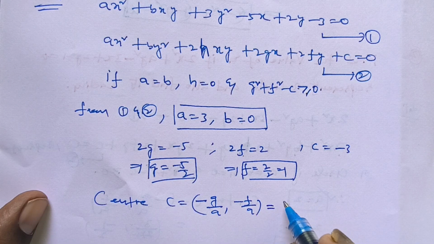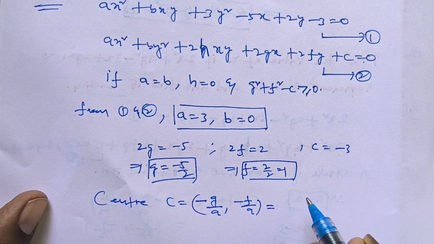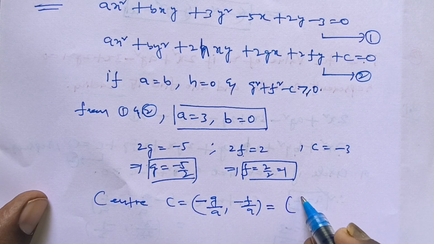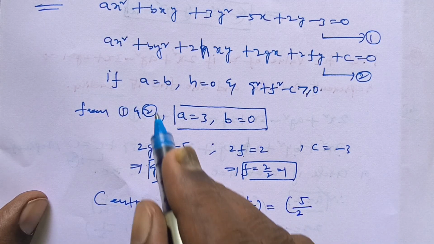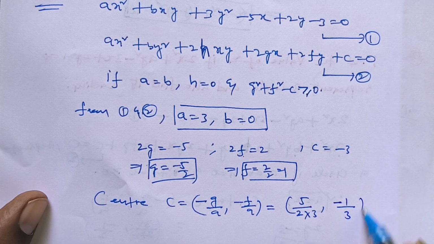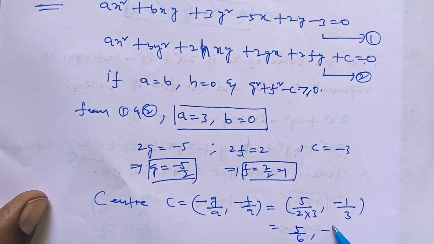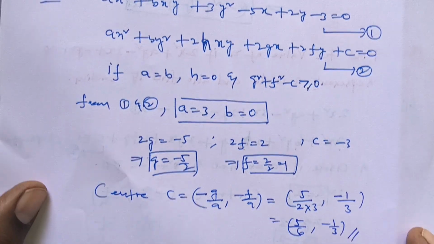That is equal to minus g by a. Here minus g value is minus 5 by 2, minus into minus plus, so 5 by 2, and here a is 3, so 3 into 3. Minus f by a: here f value is 1, so minus f means minus 1 by a, which is 3. So 5 by 6 comma minus 1 by 3. This is the center.